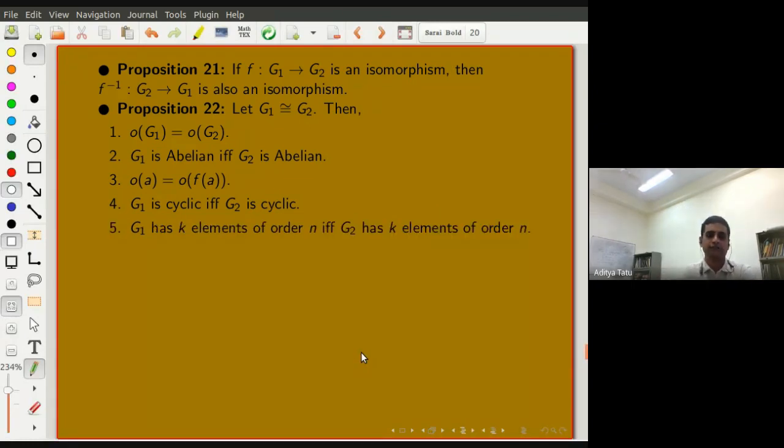One more result here, and I think this is most obvious. G1 has k elements, each of order n. Okay, then this is of course again an if and only if statement. And G2 also will have k elements of order n. Okay, no less than k and no more than k. That is the importance of this result. Now we will prove this.